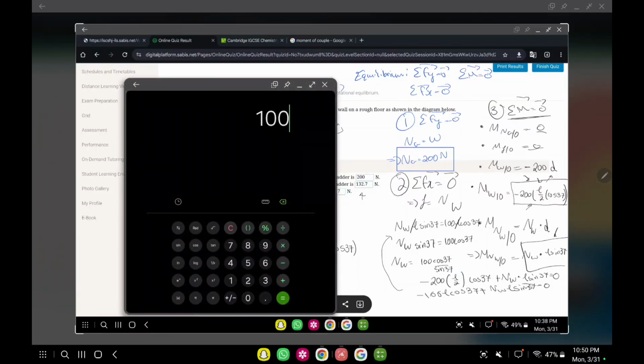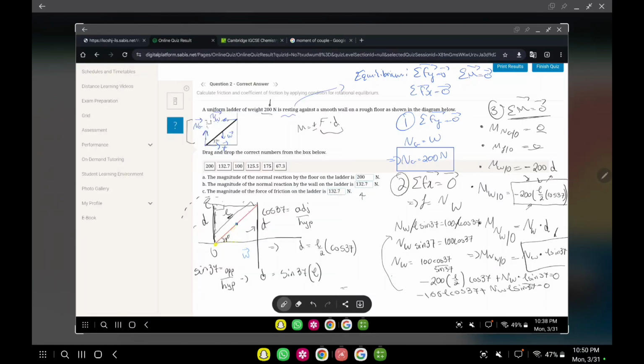100 cosine 37 divided by sine 37. You get 132.7 newtons. So that means NW is equal to 132.7 newtons. Not very easy, but you just have to find moments. There's nothing complicated about it. So we found part A, we found part B.